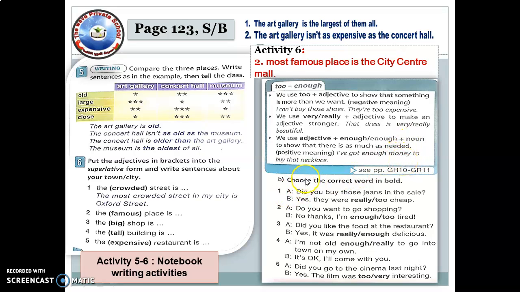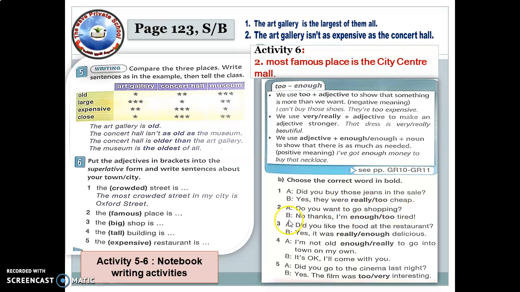Now you're going to check for yourself for grammar 10 and grammar 11 at the back of your book. And then letter B, choose the correct word in bold. Okay, let's do the exercises here. For example, in number 1, did you buy those jeans in the sale? And yes, they were really or too cheap. They were really cheap. Number 2, do you want to go shopping?